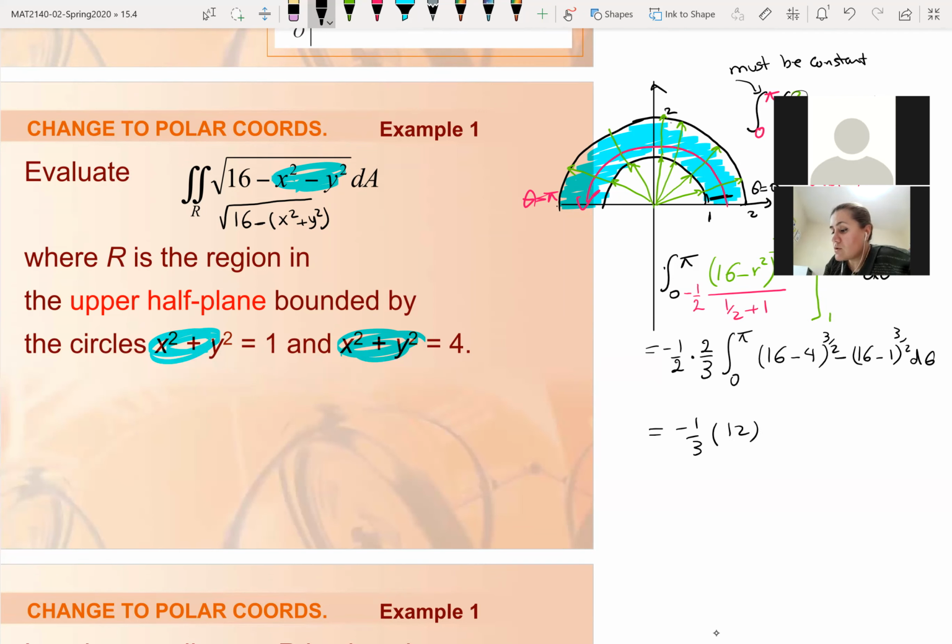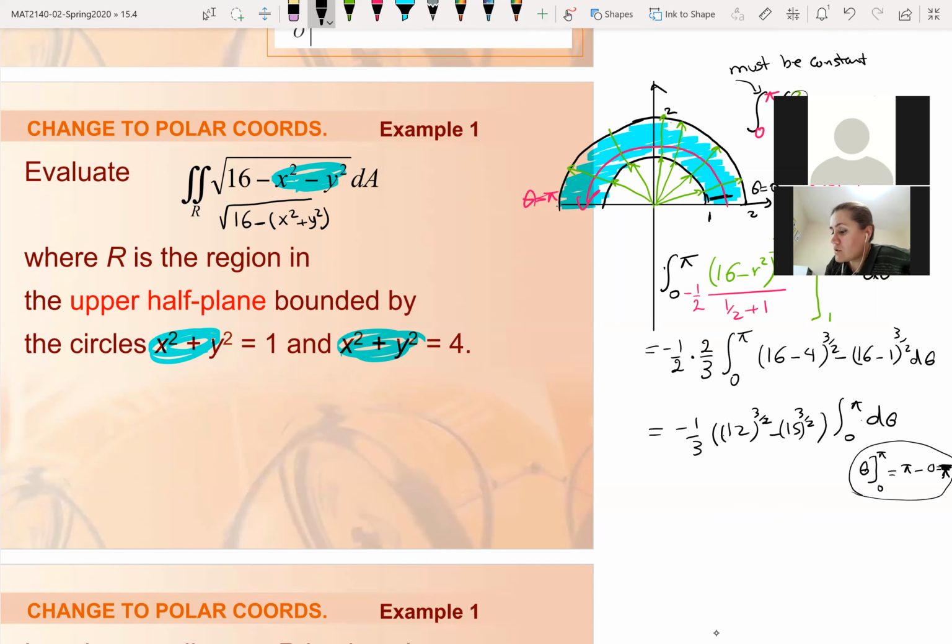So this is 12 to the 3/2, and this is 15 to the 3/2, and then the integration from 0 to pi of theta is pi minus 0, which is pi, okay? So again, I'm writing here like this because I just want to say, don't write this piece.